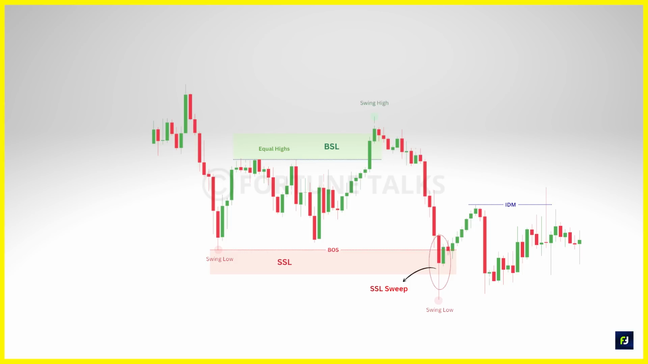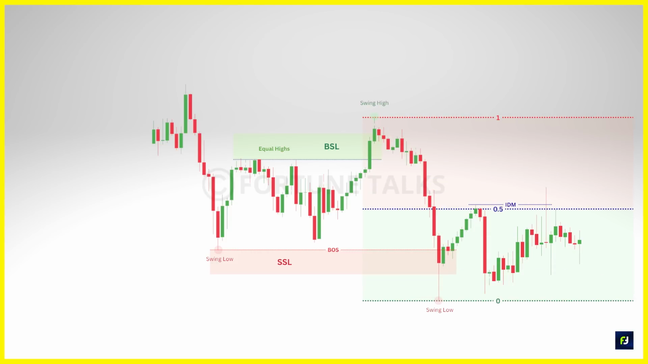You can make use of inducements for this purpose. Once an inducement level is swept, your lower low gets confirmed. Then use a Fibonacci retracement tool to draw a bearish dealing range from the swing high to the swing low point. The area above the 50% Fibonacci level is our premium zone and below the equilibrium is our discount zone.